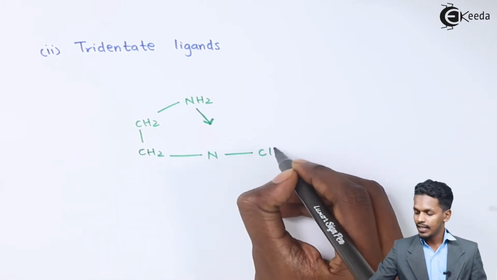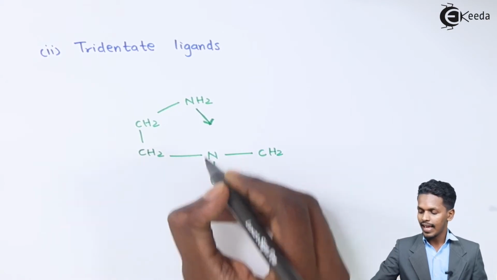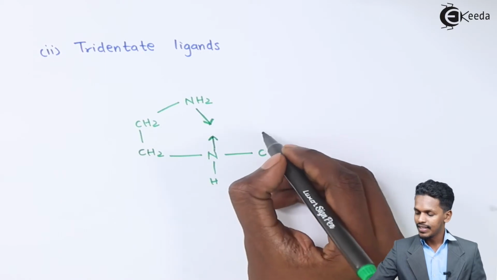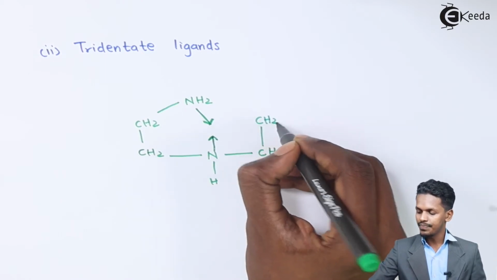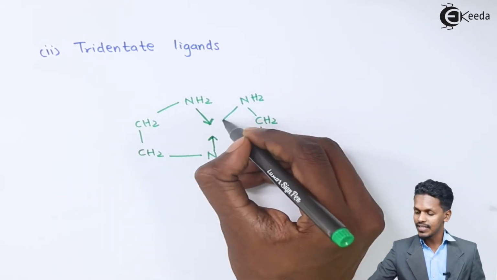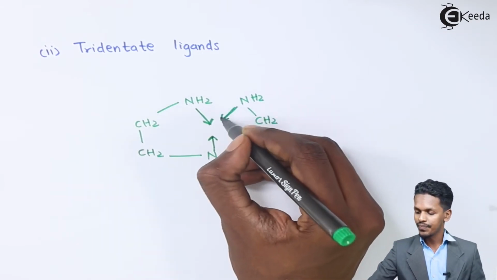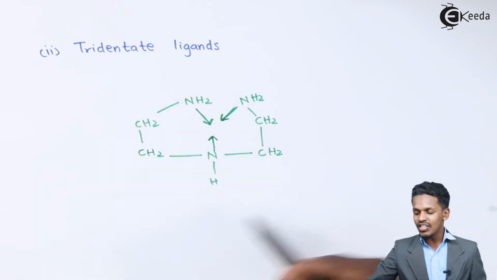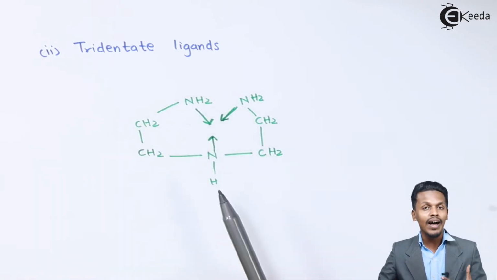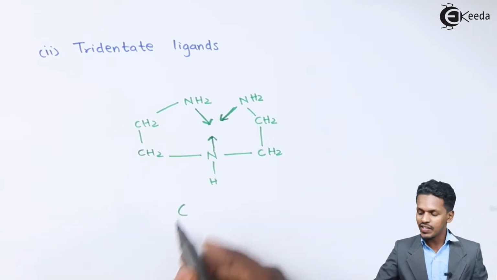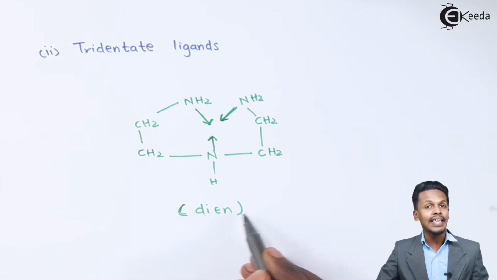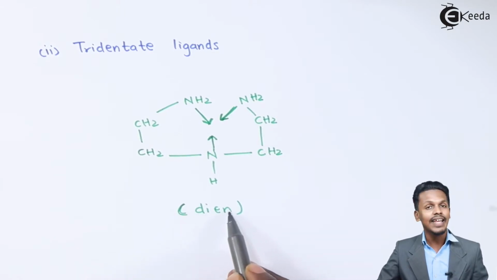So here basically the nitrogen has a lone pair of electrons, and again here also there will be a point of attachment. Similarly, suppose I'm talking about this one, there is another NH2 group, so even this is a donor atom over here. Therefore this is a ligand where there are three donor atoms, and the name of this is diethylene triamine, which is represented by DIEN.